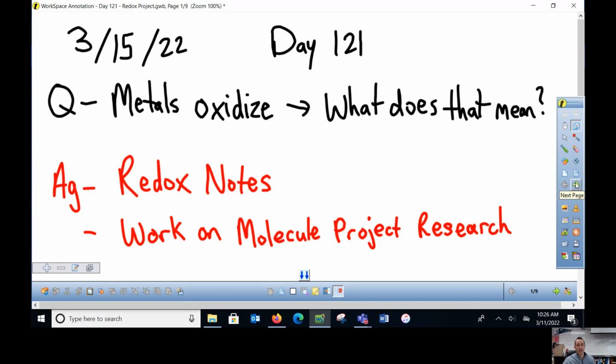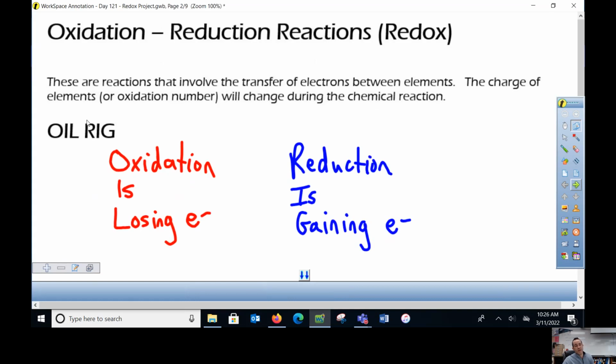There's a saying when we're talking redox reactions. It's called oil rig. So if you want to take out your notes, yellow packet here, we're going to turn to page 12, the back of the back page. We're going to work through this page together. One thing I recommend you do right now is write down the saying, oil rig.